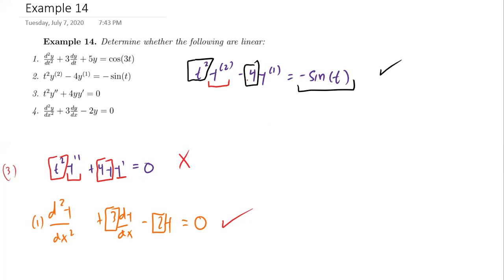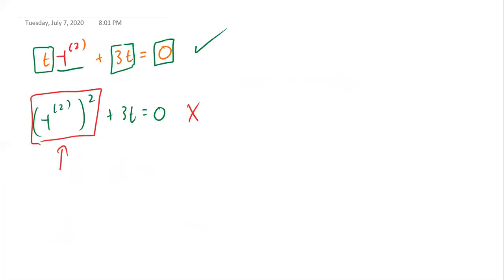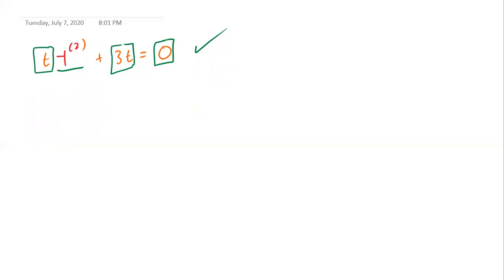linear. The only other thing that you have to worry about is if you ever see a power of a derivative, not a higher order derivative, but a power of a derivative, then it's not a linear ODE. So if we look at the differential equation, (y'')^2 + 3t = 0, this is not linear because we have a derivative to some power that's not just one. Here I have y double prime to the second power. That means it's not linear.